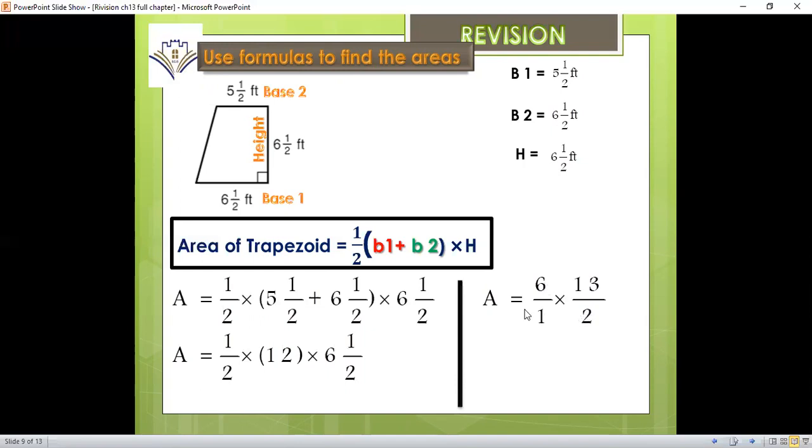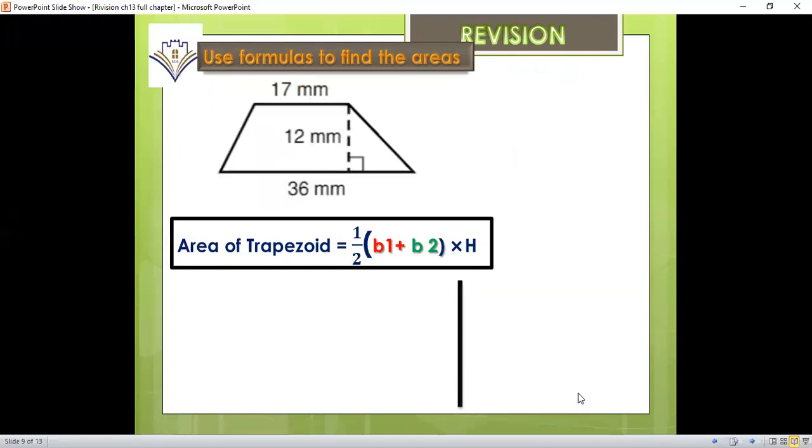13 divided by 2. Can you simplify? Yes, we can simplify between 2 and 6. Both of them are divisible by 2, so 2 divided by 2 equals 1, and 6 divided by 2 equals 3. Then 3 multiplied by 13 equals 39, and 1 multiplied by 1 equals 1. Then the answer is 39 divided by 1, which equals 39 square feet. We have another area of a trapezium.